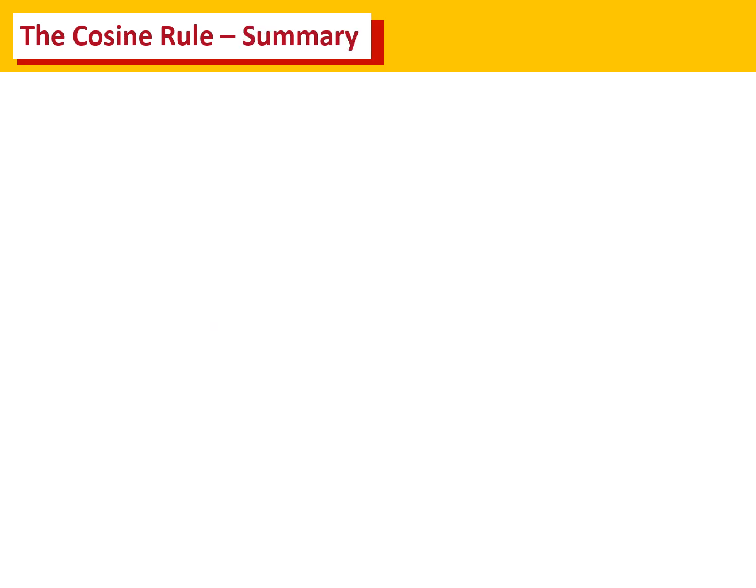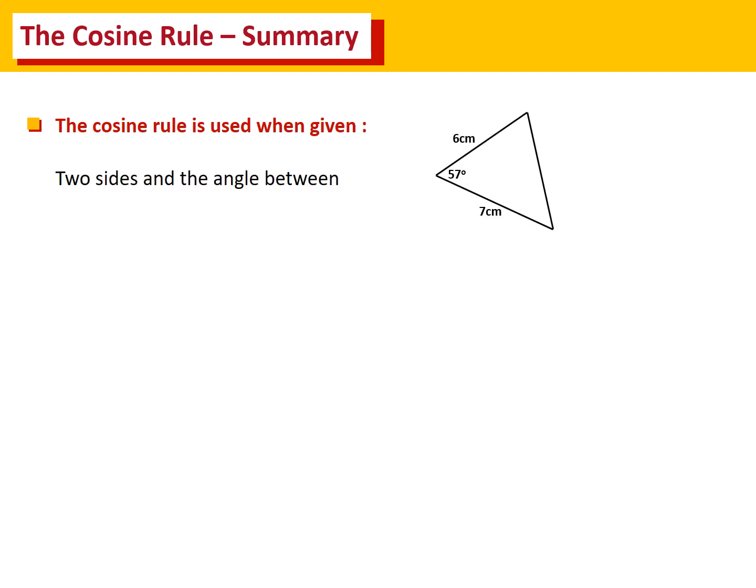So, a summary of the cosine rule. The cosine rule is used when we're given two sides and an angle between. We'd use that version when we're trying to find this third length here. Or if we're given three sides and we're trying to find an angle, which are the two examples we've just seen, we'd use the cosine rule again.